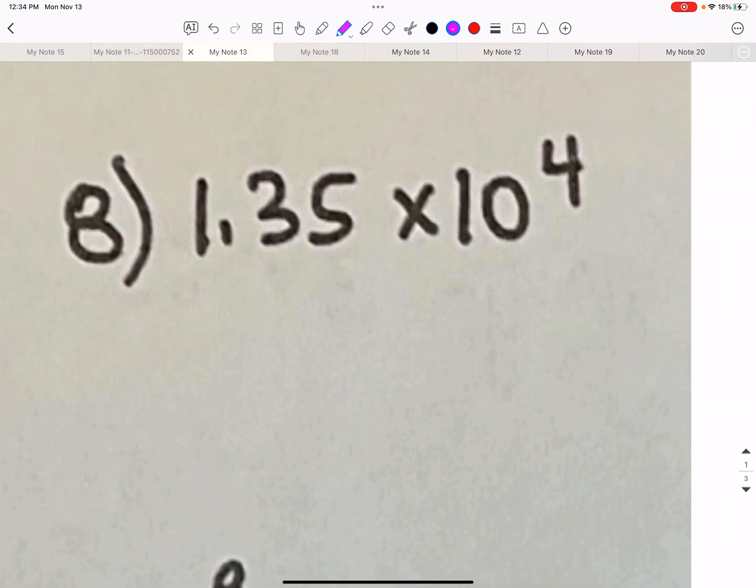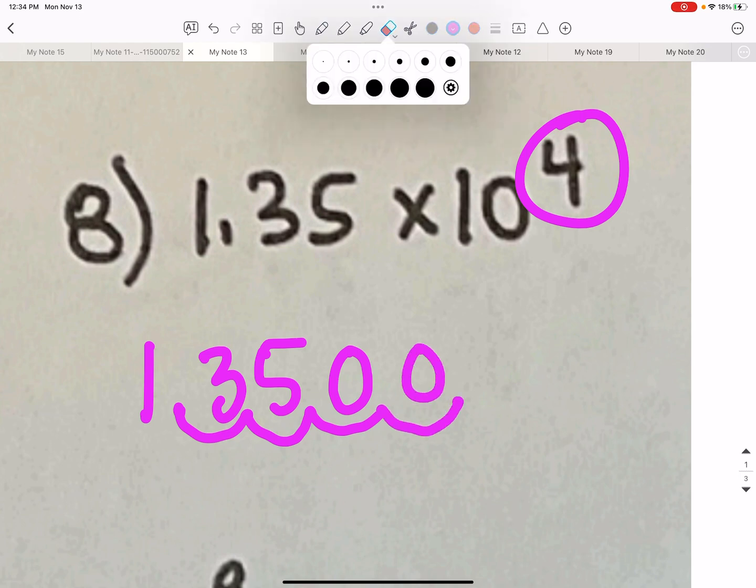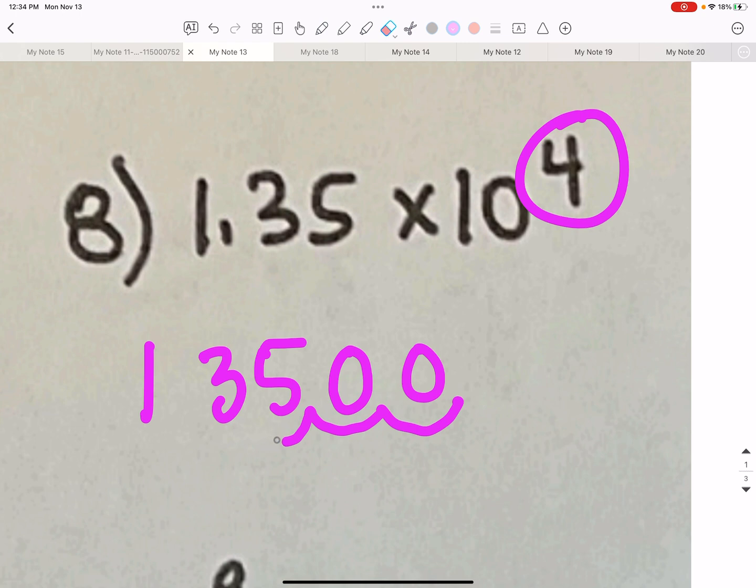All right, this one, we're going to start at 1.35, and 10 is going to carry us forward 4 columns. 1, 2, 3, 4. All right, it moved 1, 2, 3, 4 spots. And when it's at the end, you don't have to put the decimal, because this is 13,500, and even if I put the decimal there, it's still 13,500. So we don't put the decimals at the end.